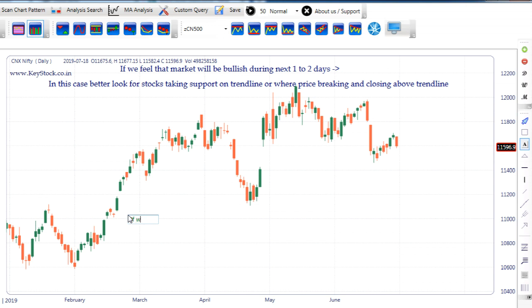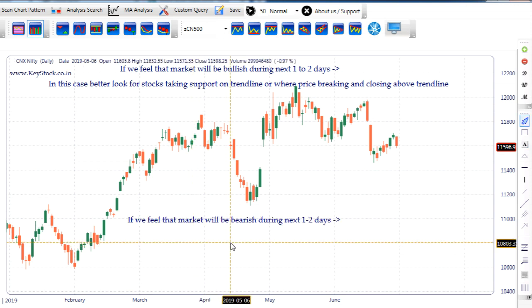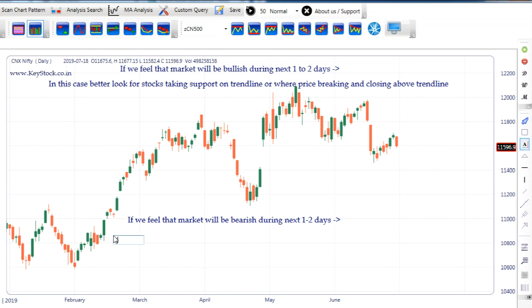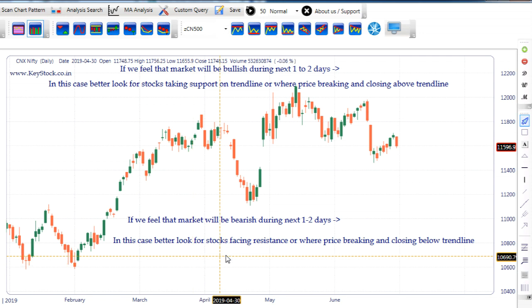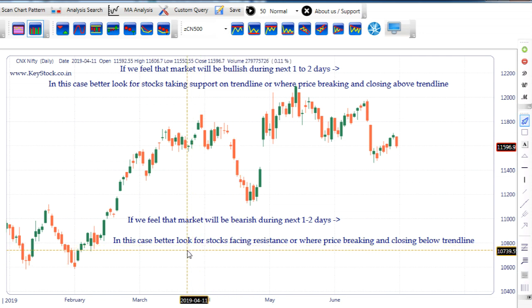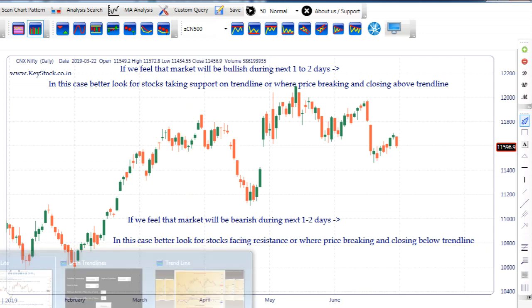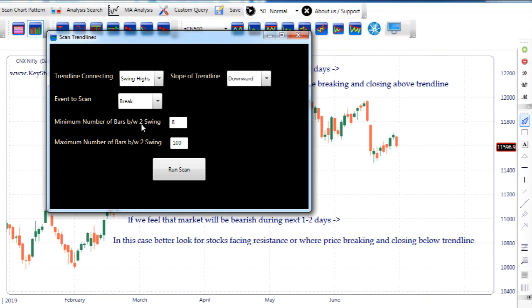And if we feel that the market will be bearish in the next 1-2 days, or say for any period, for 1 week to 2 weeks, depending on our trading strategy, in this case we'd better look for stocks which are finding resistance near the trend line, or where the price is breaking and closing below the trend line.